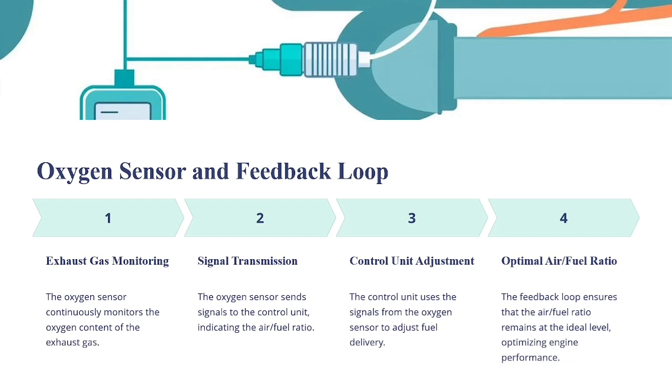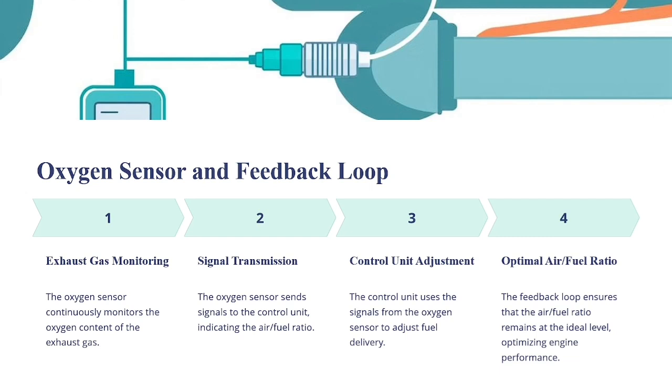Then signal transmission. The oxygen sensor sends signals to the control unit indicating the air fuel ratio. In signal transmission, the oxygen sensor sends the output voltage signals to the electronic control unit, that means the ECU. The signal is transmitted through a wire or wireless connection. The ECU receives the signals and interprets the data. Then next one, control unit adjustment.